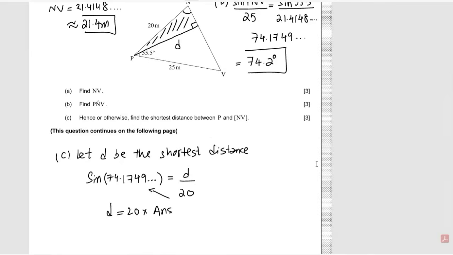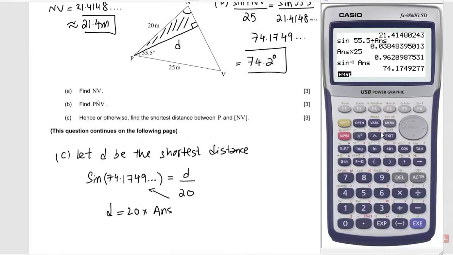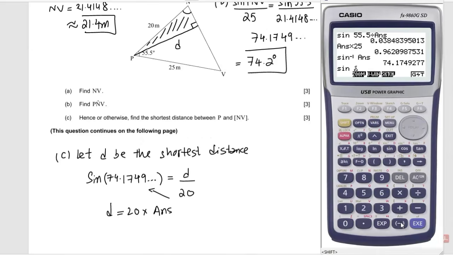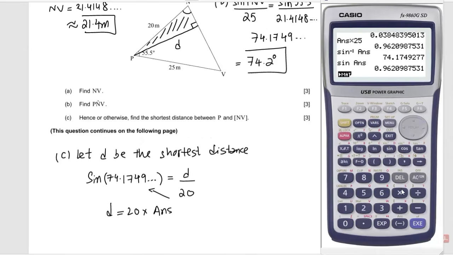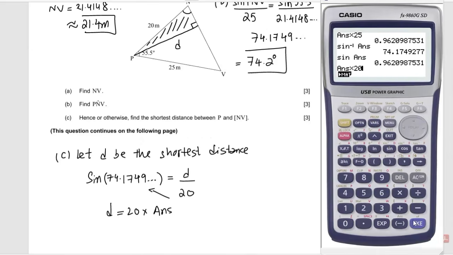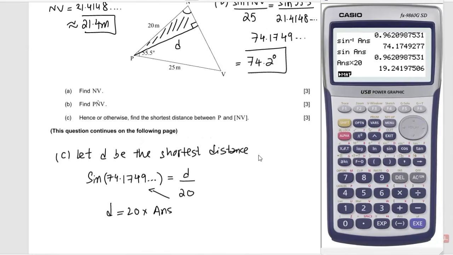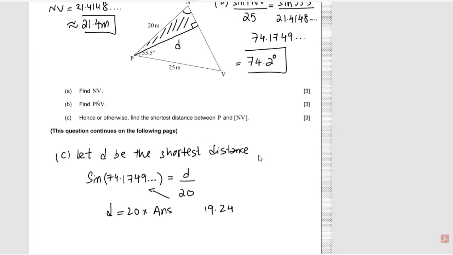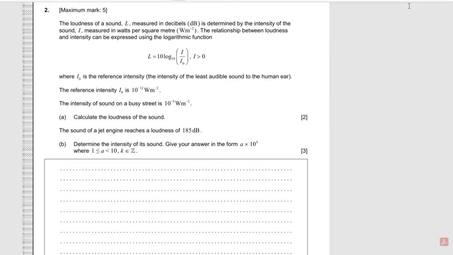And let's see, what do we get? Okay, so I've got this value. Just do the sine of the answer. And I can times that with 20. And this is going to be 19.24197, which can be given as 19.2 meters. Question 2. It's a 5-mark question.